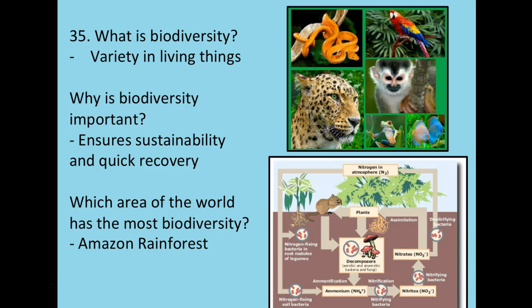Number 35, what is biodiversity? Bio means life, so biodiversity is referring to just the variety of living things that you might find in a particular ecosystem. Why is biodiversity important? Because it ensures that there's sustainability, that the ecosystem can recover quickly, and ensures that there are things in the habitat that are going to be able to survive. Which area of the world has the most biodiversity is going to be the Amazon rainforest.